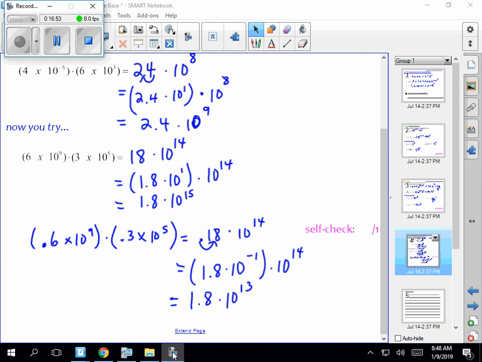So write a little summary here. You might want to just, in your summary, write, you know, if I'm multiplying two things that are the same basis, what do I do with the power? Write down what you do with the power, example.